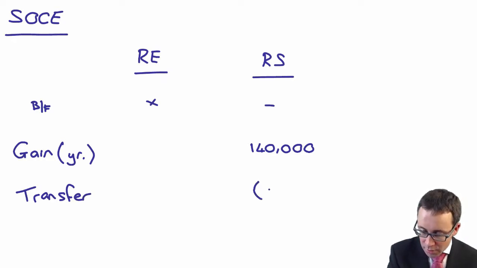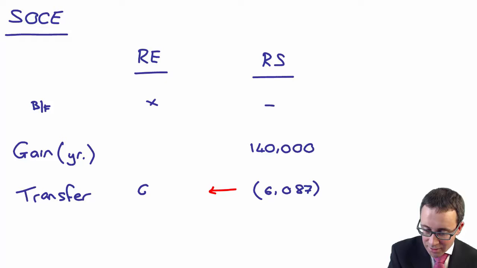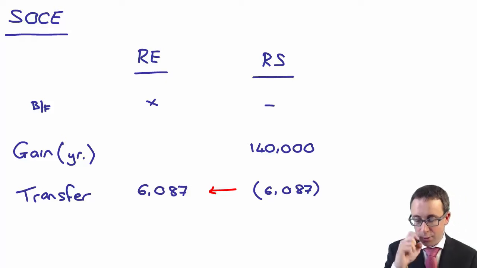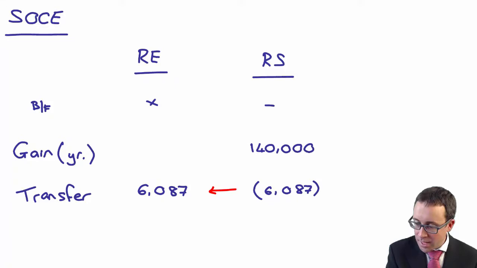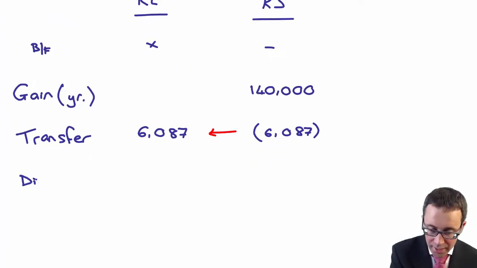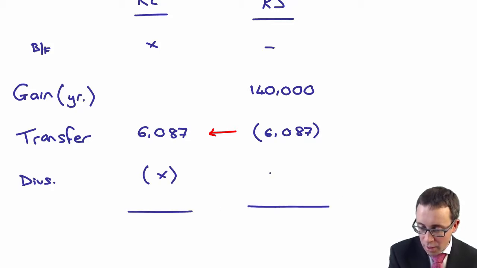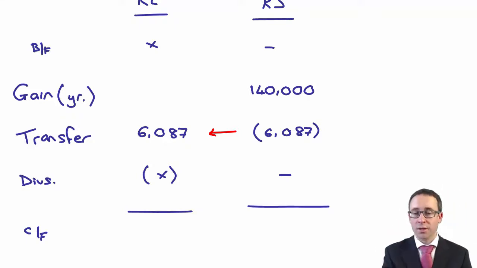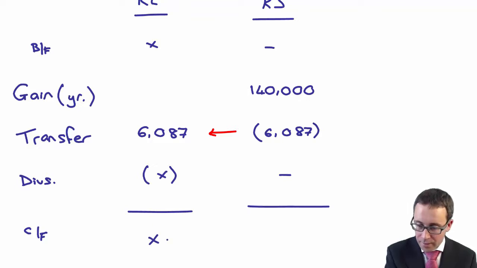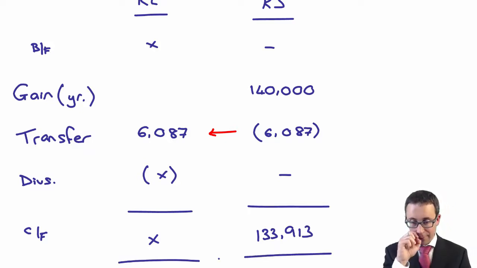So what we do is each year we take 6,087 from your revaluation surplus and we transfer that to your retained earnings. Because then what happens is that from your retained earnings, you have your dividends that will be paid, and therefore the shareholders are in no worse a position with regards to the distributable profits that are available to them. Okay, again, just to complete, 133,913. Okay, there we go.